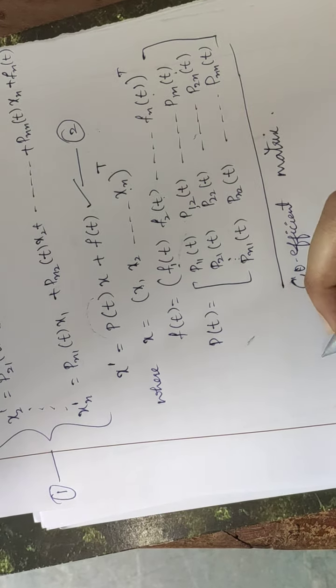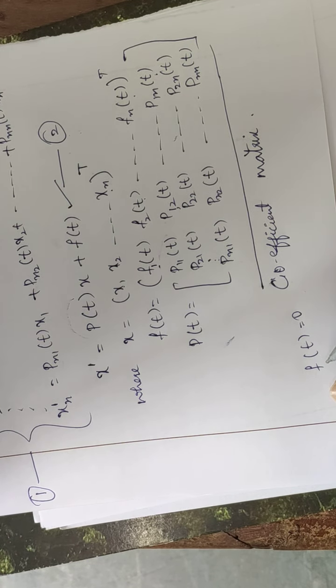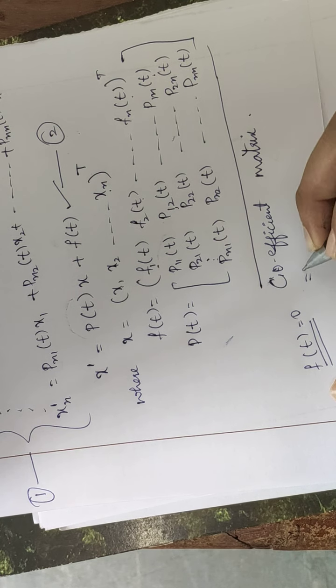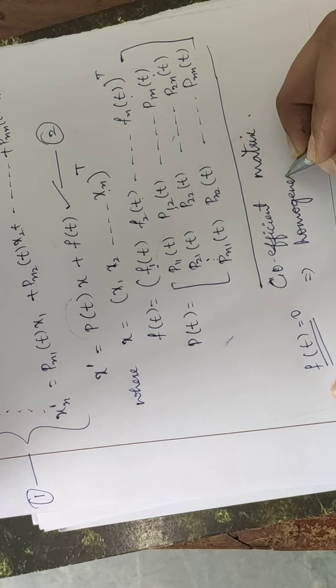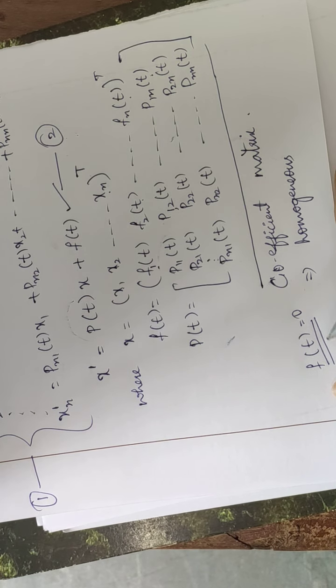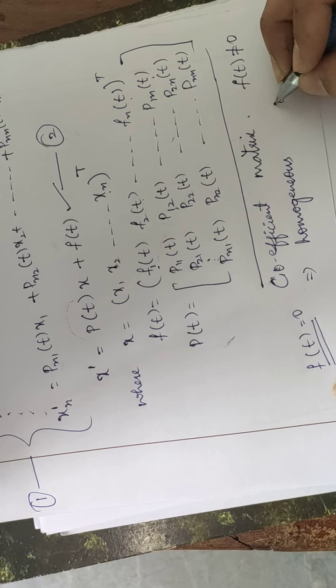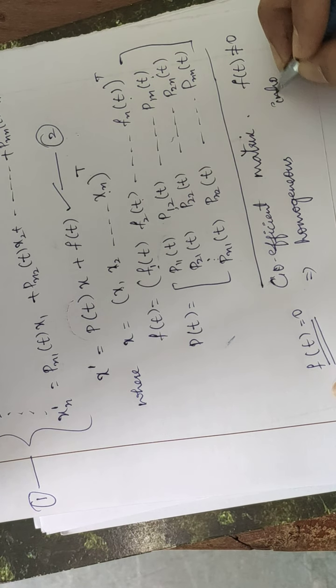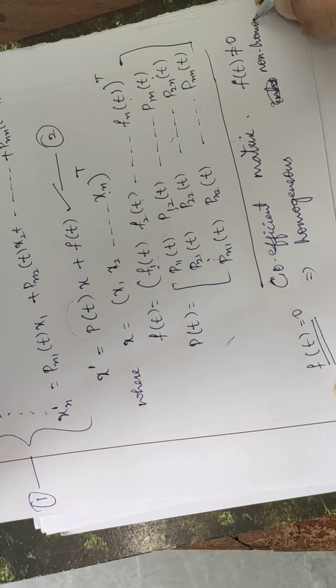So here if f of t is equal to 0, then the linear system becomes homogeneous. If f of t is not equal to 0, then the linear system will become non-homogeneous.